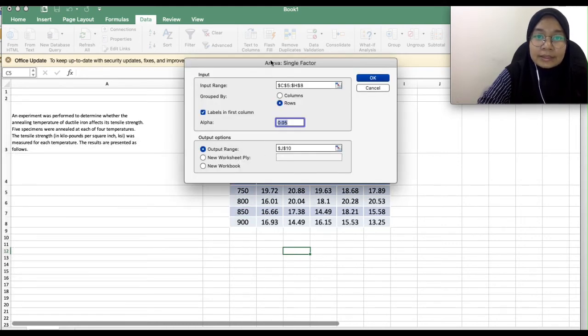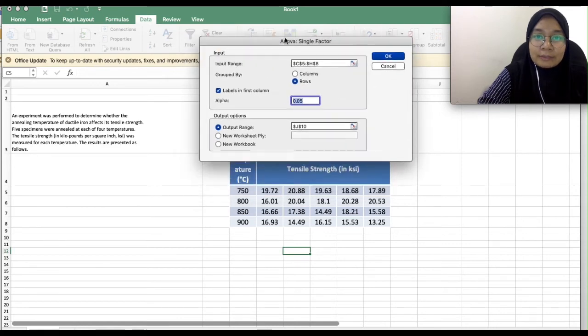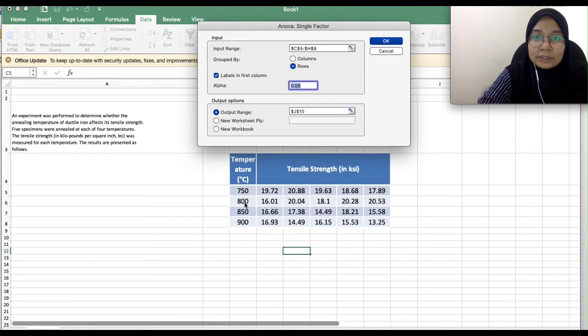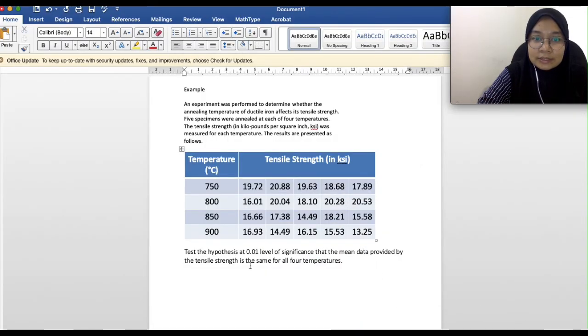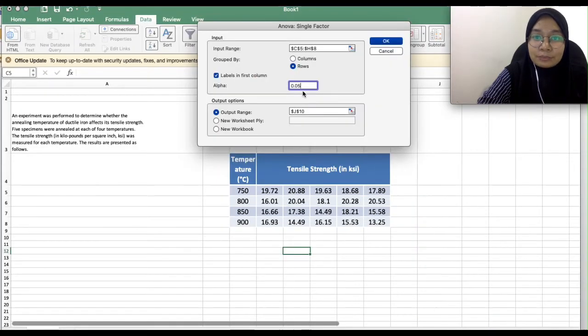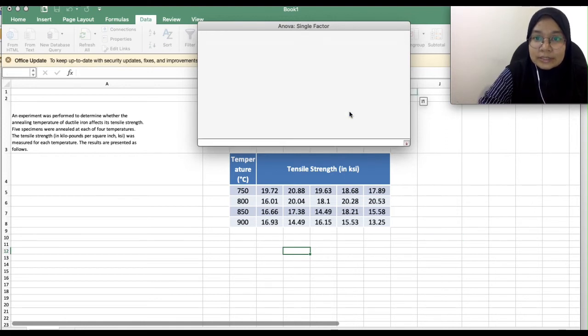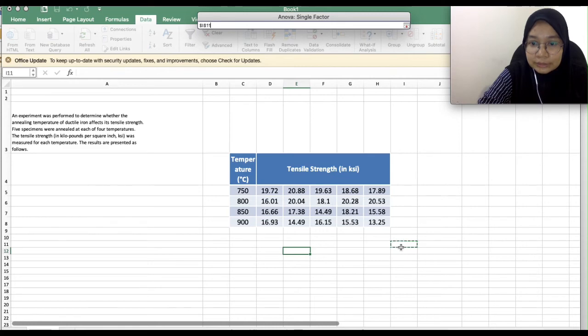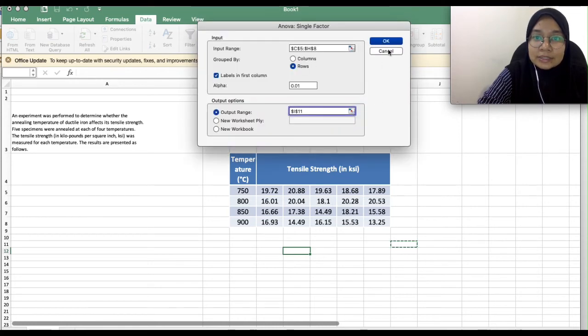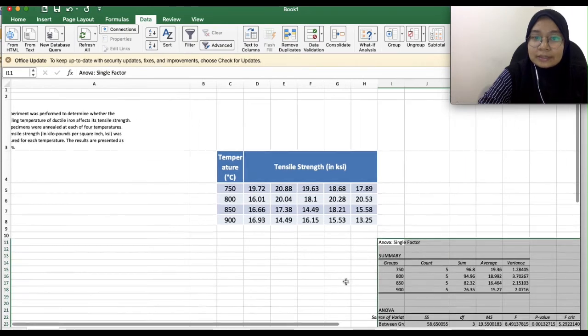Okay, and then tick label in the first column. Why? Because we have the temperature here, the first column, and then we use alpha. So look at our exercise just now. Test the hypothesis at alpha 0.01. Okay, so here you put alpha 0.01. Okay, output range is where you want to put your output, the result. So I want to put my result here in the same sheet. Okay, and then you just click OK. Then the result will appear here.